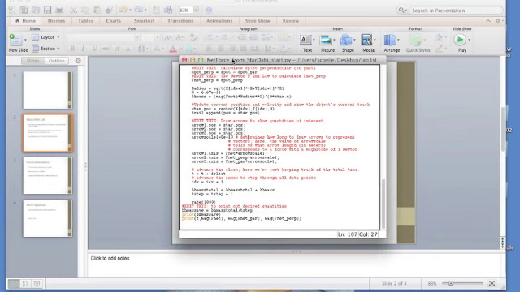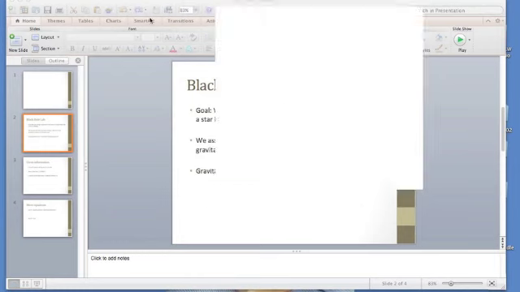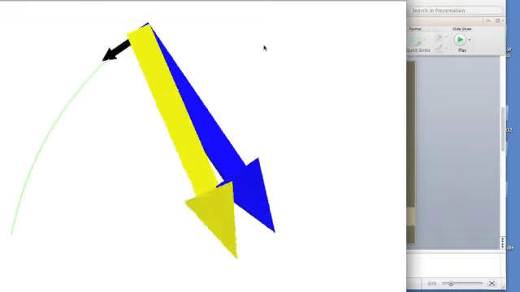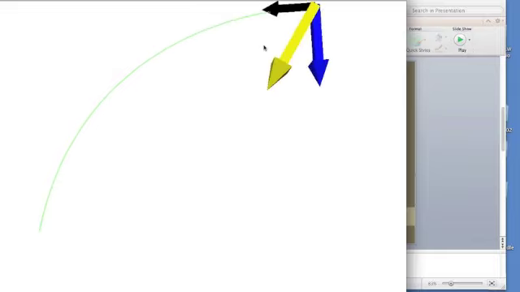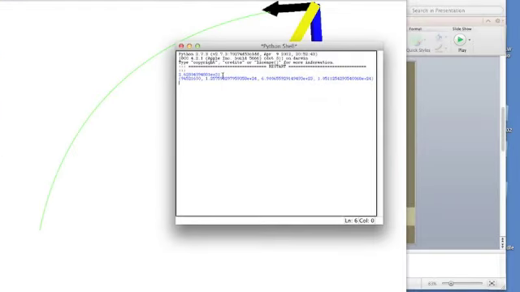Alright, here you'll see my model being run. You'll see three different arrows, and the black one is the net parallel force, or the net force parallel. The blue arrow is the net force perpendicular, and the yellow is the total net force. And you'll see that it prints out here the mass of the black hole, or the average of all the masses of the black holes added together.